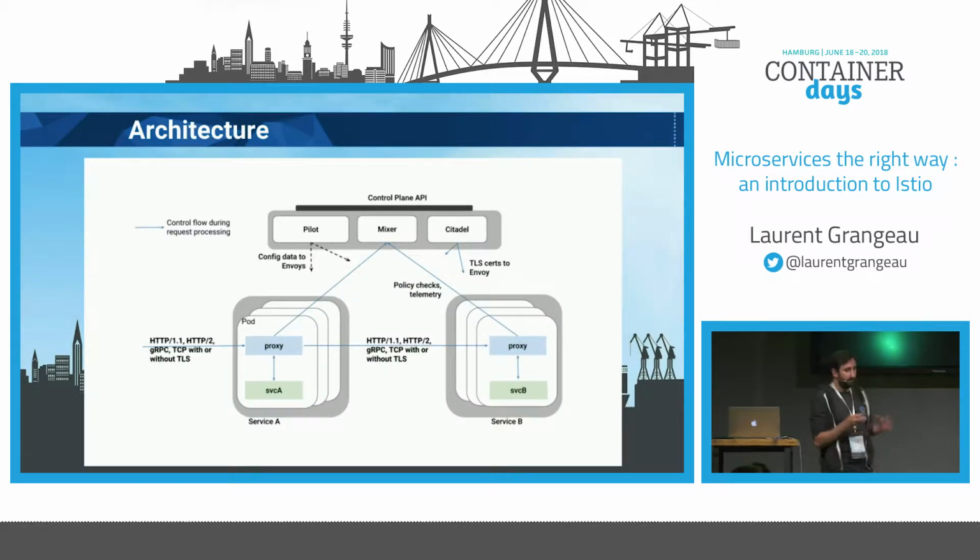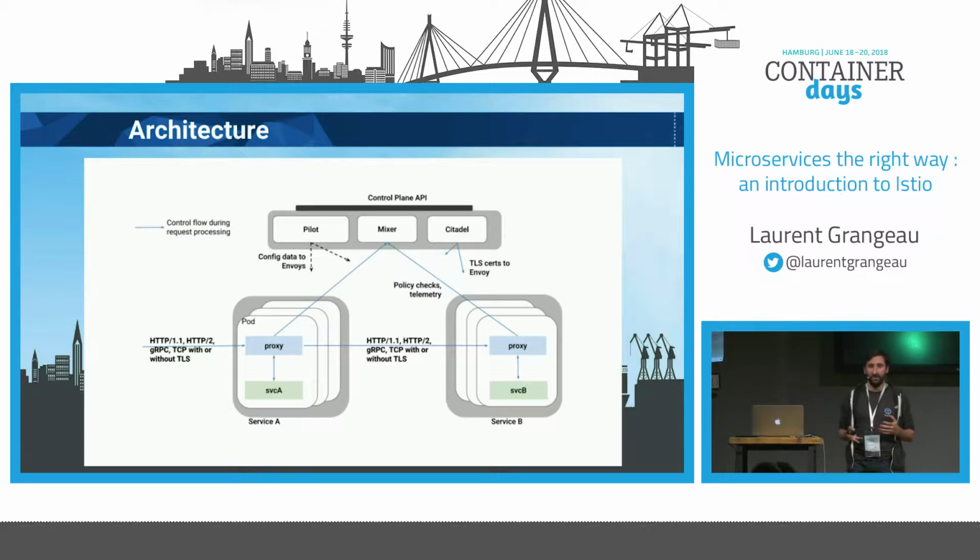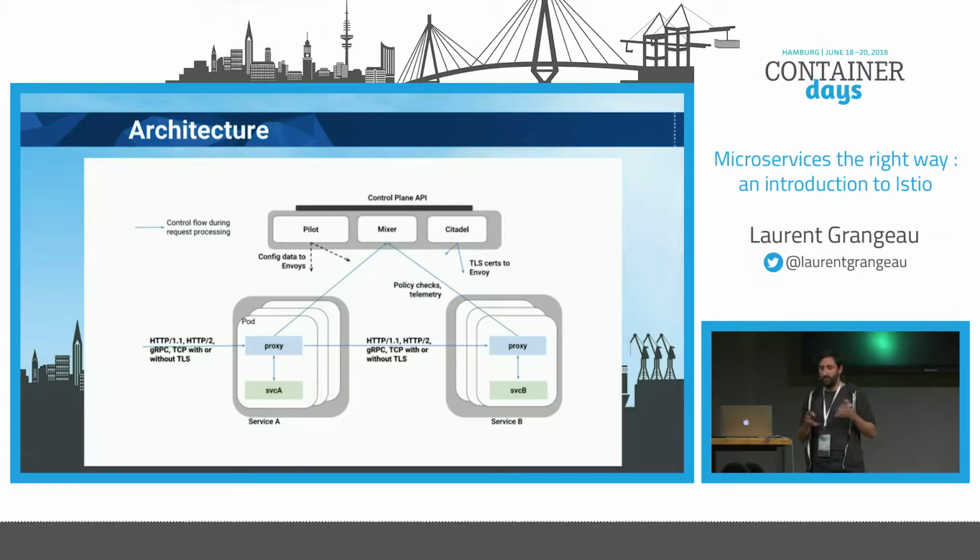So this is the global architecture of Istio, and we can see all the different components I talked about. You have the pilot, the mixer, the Citadel, and on each pod you have the proxy, which is injected as a sidecar of your container. The communication between these components is based on HTTP 1.1, HTTP 2, or gRPC, with or without TLS. So you can enforce TLS communication between your pods with Istio.